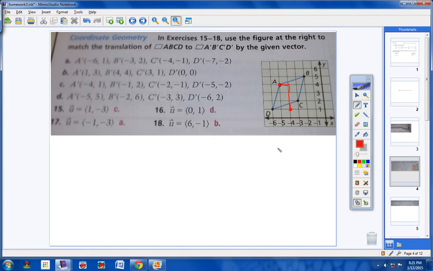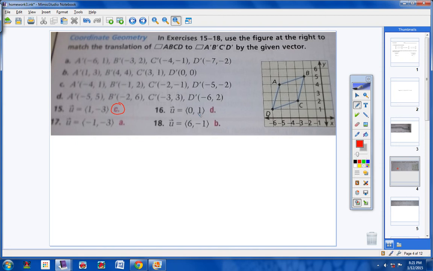Now what is that ordered pair called? It's called negative 4, comma 1. Do you see any answers over here that have A at negative 4, 1? This one right here. So that's good enough for me. Letter C is the answer. Alright, letter C. Alright, moving on to number 16.